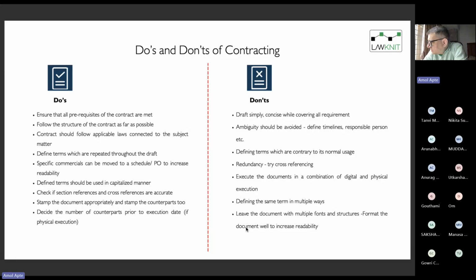Redundancy: cross-referencing has to be used in contracts, because that will help you reduce the redundancy. Say, for example, in the same example that I gave when I spoke about two clauses, one is termination, the other was payment obligations. If you don't use cross-referencing, then you'll probably end up mentioning the payment obligations again in the termination clause, which will increase the redundancy and create unnecessary repetition. So use cross-referencing to reduce redundancy. Execute the documents in a combination of digital and physical execution.